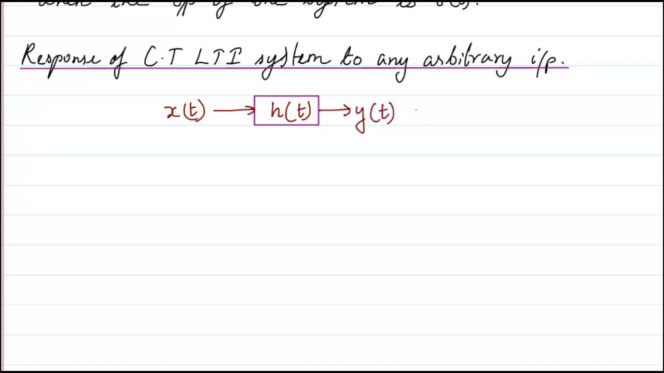And basically what you will find out is that y of t will be basically given by x of t convolution with h of t. But here now it is convolution integral. So that is something that we have to derive here. Just like we did in the case of discrete time, we have to derive that here.